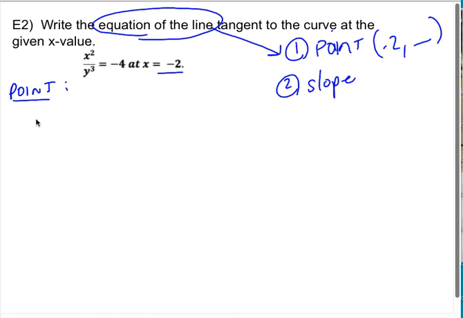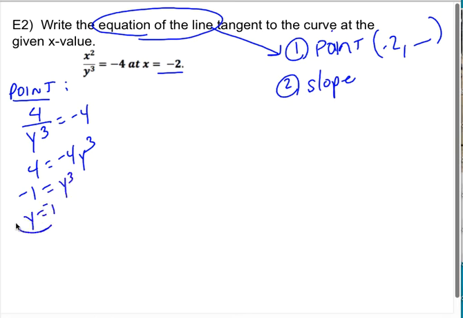So to find the point, I'm going to plug in -2 squared and get a +4 over y cubed equals -4, right? 4 equals -4y cubed. -1 equals y cubed, so y is -1, right? That's how cube roots work. So I get the point is (-2, -1). To find the slope, I need dy/dx, right? So I'm going to need dy/dx evaluated at (-2, -1).